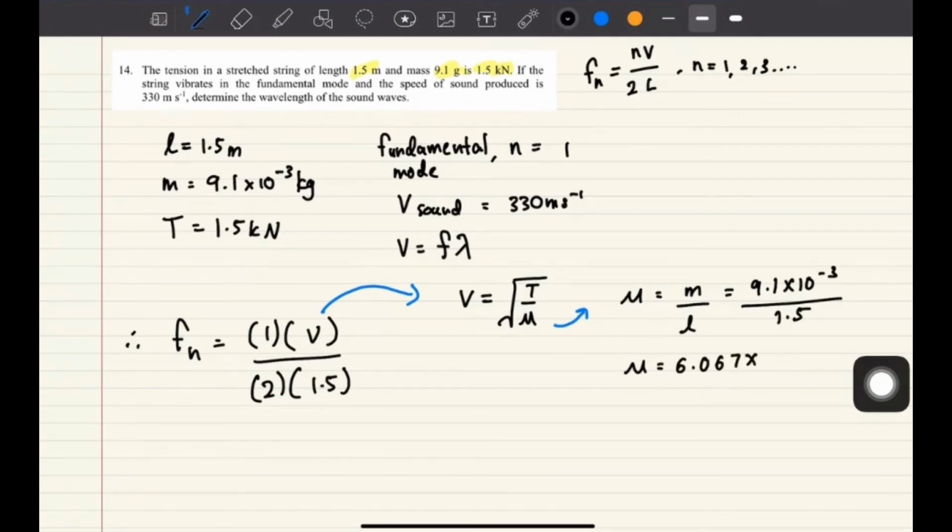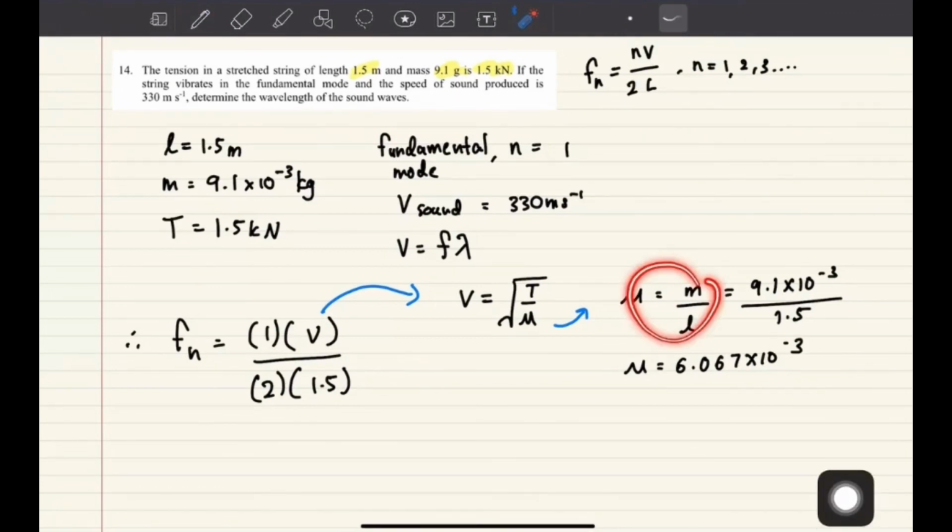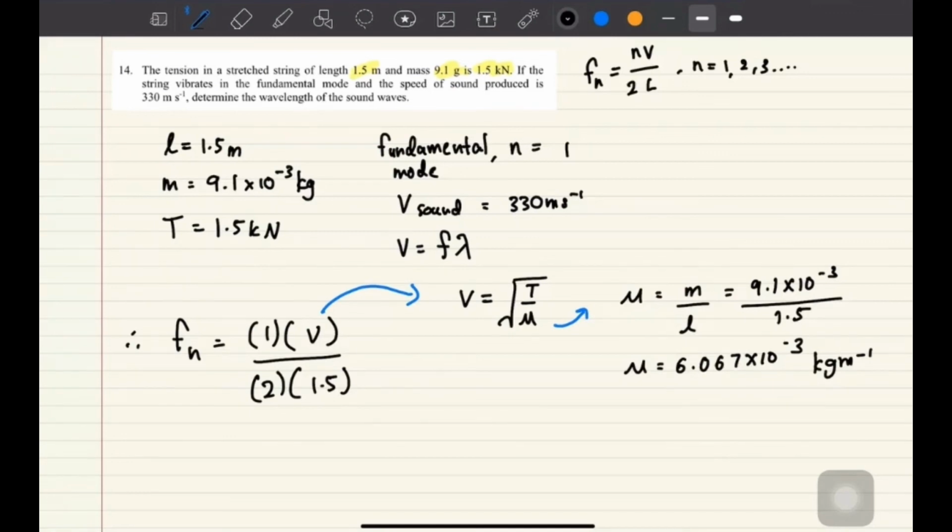What is the unit for mu? Who can guess? Based on this formula, what is its unit? Mass unit is kg, per meter. Yes. So kg per meter. Sometimes in exam, they straight away give you the values of V and mu. If you want to differentiate between mu and ordinary mass, mu has per meter, m to the power of minus 1, while ordinary mass is just kg. So if you got confused, look at the unit.